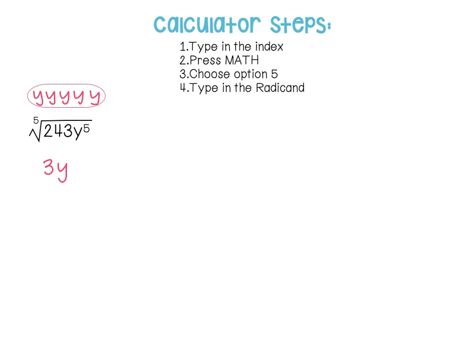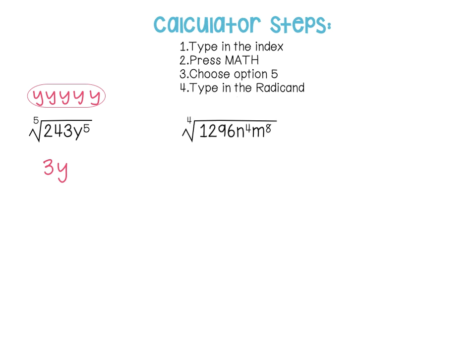Now let's think about this. I'm saying that my root is 3y. Well, 3y times 3y times 3y times 3y times 3y is 243y to the fifth. So I know my answer is correct. Let's try another example.